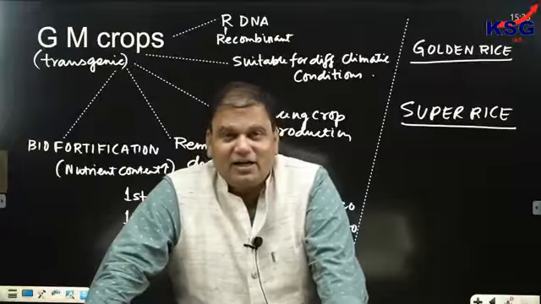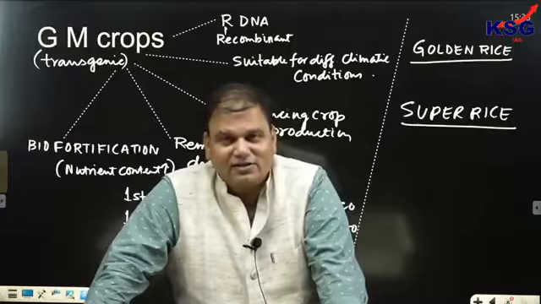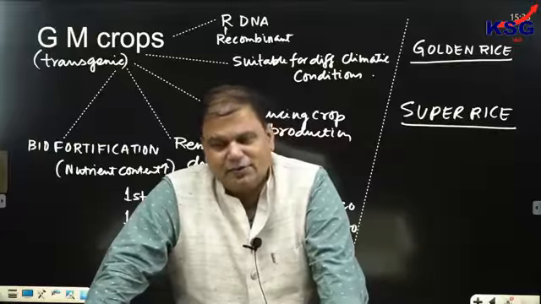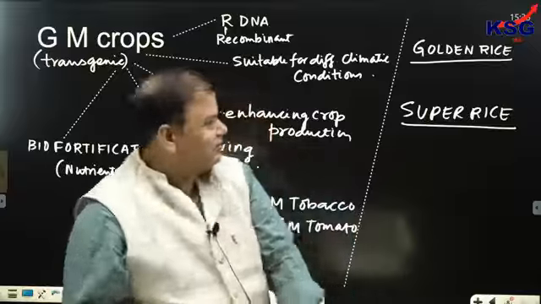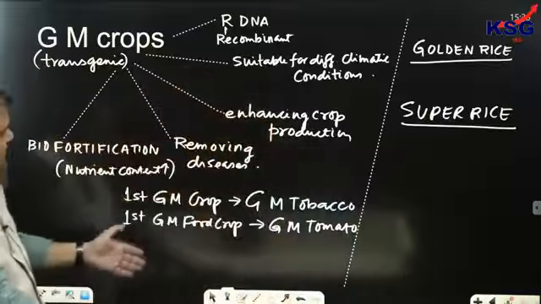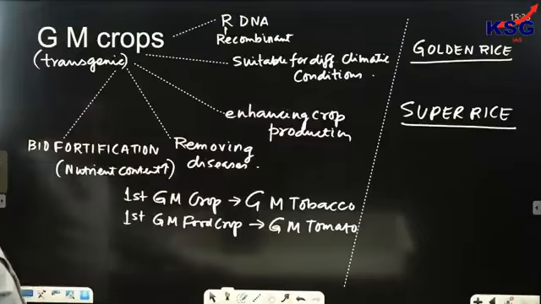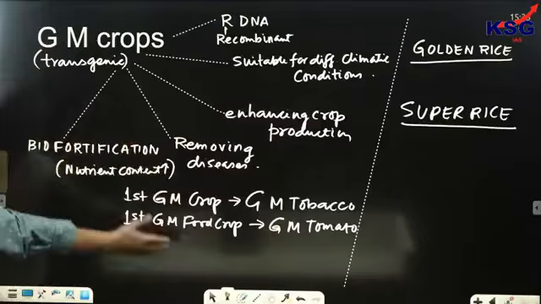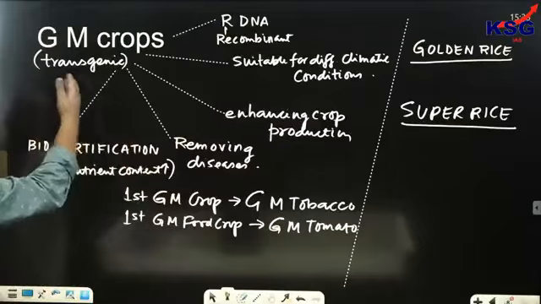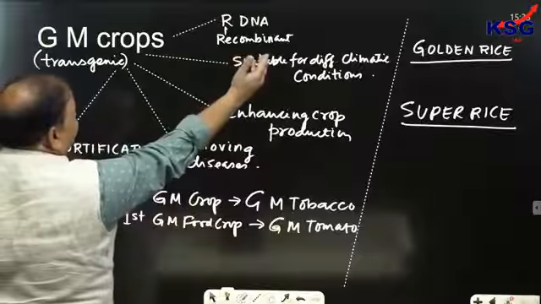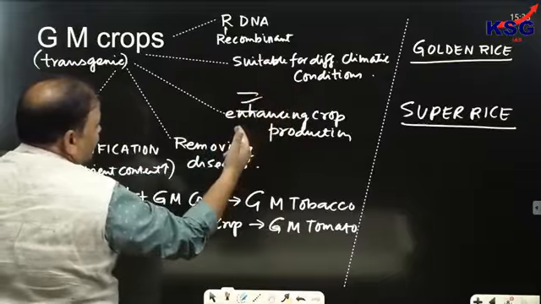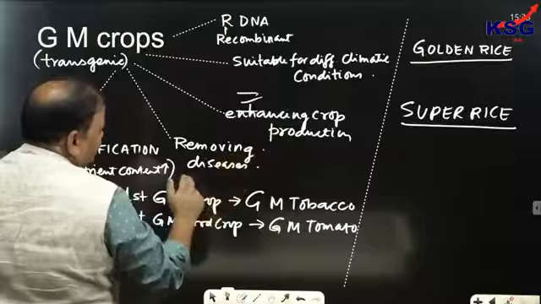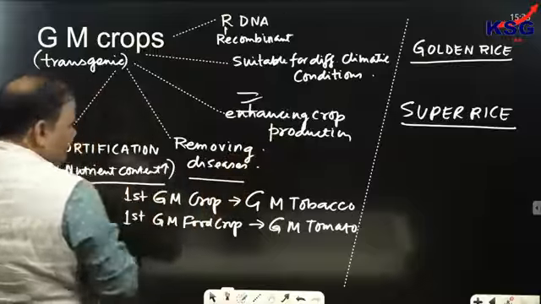But in India, the concern is of 3 main varieties: BT cotton, BT brinjal and GM mustard. Let's discuss all these things. You can take a screenshot of this and then write about golden rice and super rice, because everything has been written. GM crops, transgenic, contain rDNA suitable for different climatic conditions. The purpose is to enhance crop production, remove diseases, and biofortification.